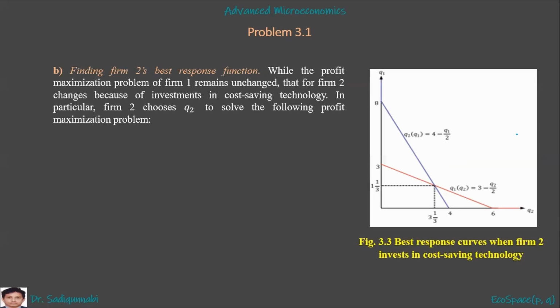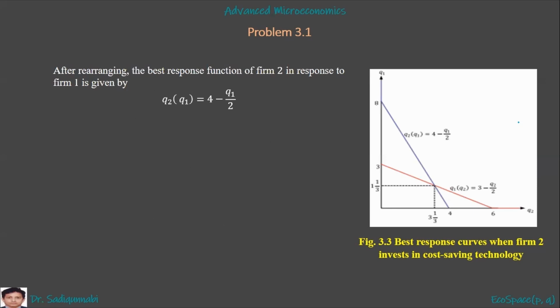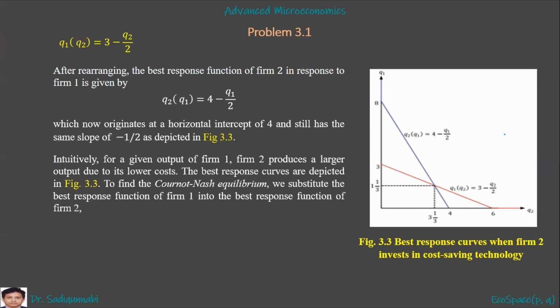The profit maximizing condition for firm 1 remains the same, but for firm 2 it changes because of the investment in cost saving technology. Here is the profit maximization problem for firm 2. Taking the first order condition with respect to Q2 and assuming an interior solution for Q2, we get 8 minus 2Q1 minus Q2 equals 0. After rearranging, we get Q2 equals 4 minus Q1 upon 2. For firm 1, the best response function remains the same, 3 minus Q2 upon 2.